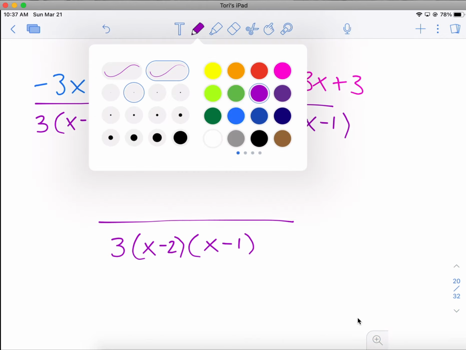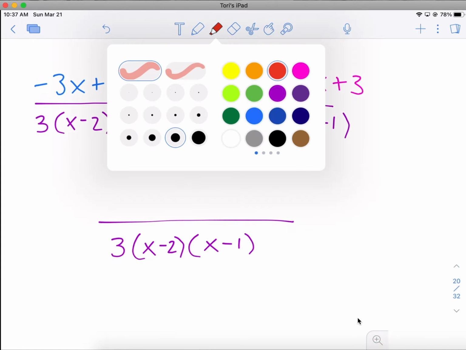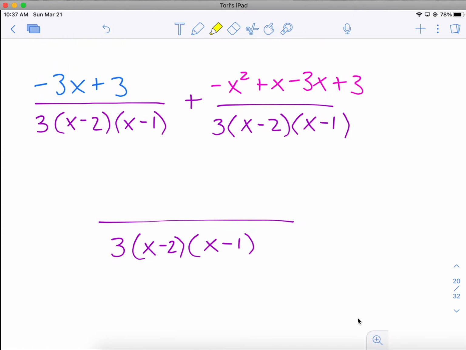And we're ready to put it all together. So if I think about this guy, I'm going to put all my thirds together. I don't have anything to the third power, so I go to squareds. All my x squareds together, so negative x squared. All my x's together, so negative 3 plus 1 is a negative 2, minus 3 is a negative 5.